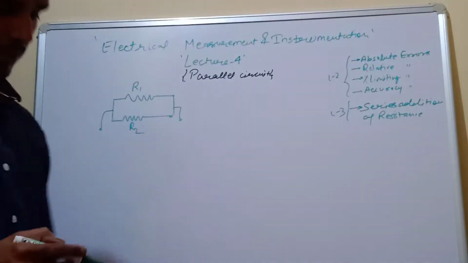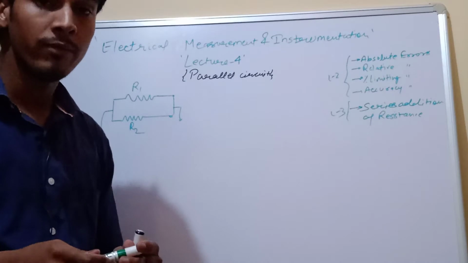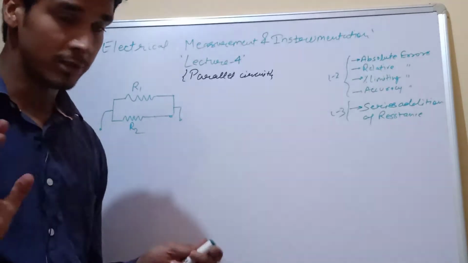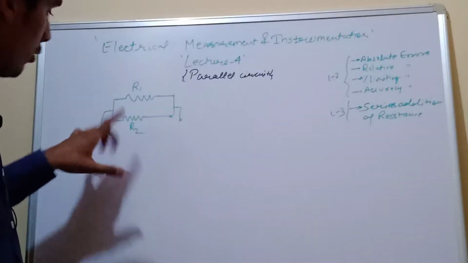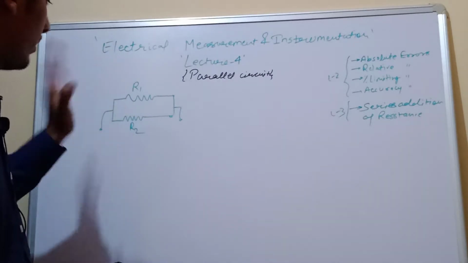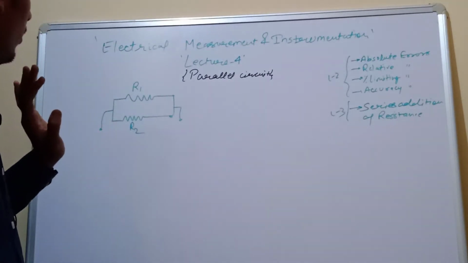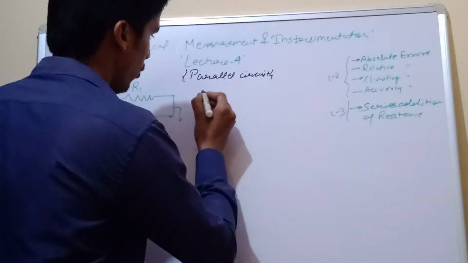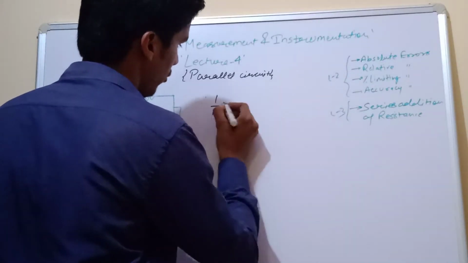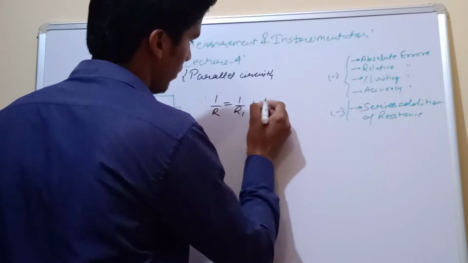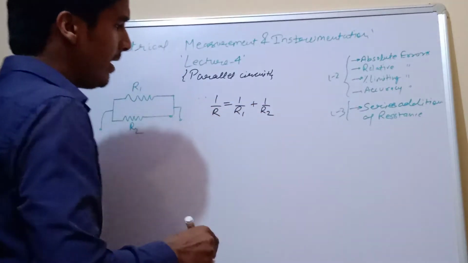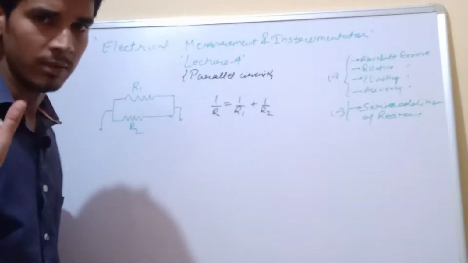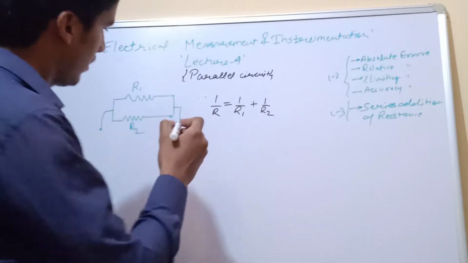There is a direct formula, but before giving you the direct formula we are going through the derivation. R1 and R2 values are given and R1 and R2 are connected in parallel, as you can see here. Now the total resistance is given by the formula you already know: 1 upon R is equal to 1 upon R1 plus 1 upon R2. We can differentiate this equation with respect to R1. Then what will we get?